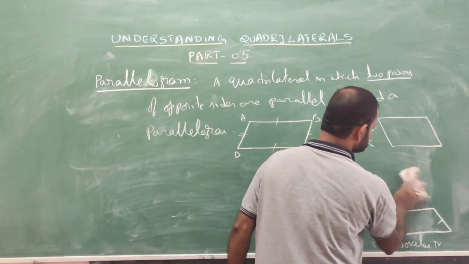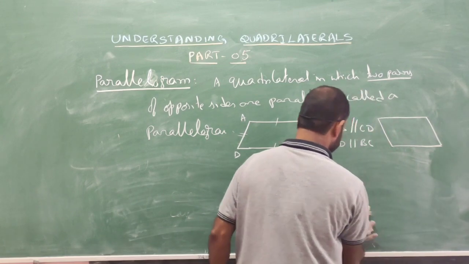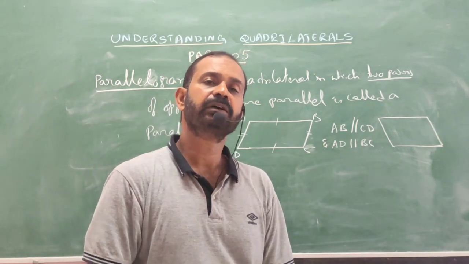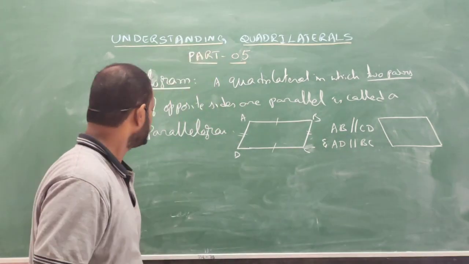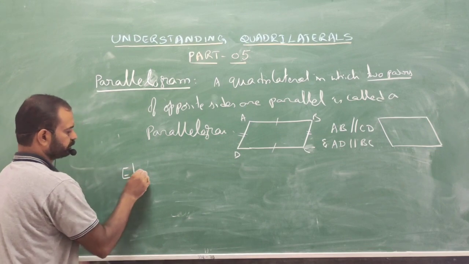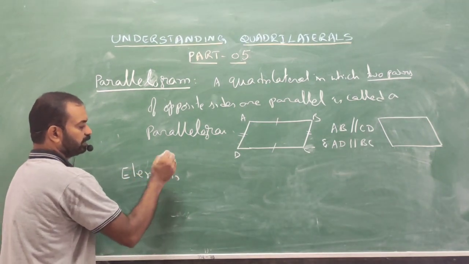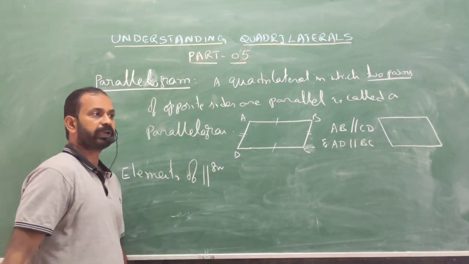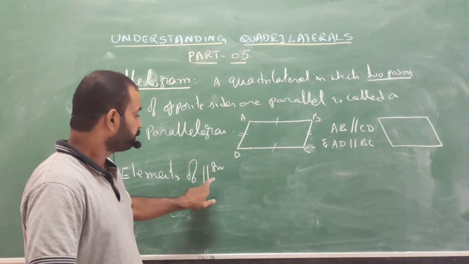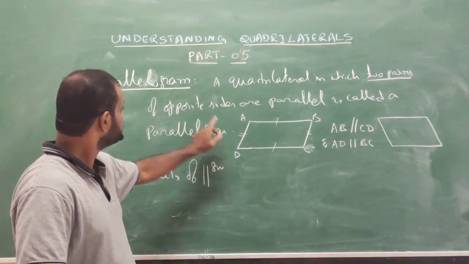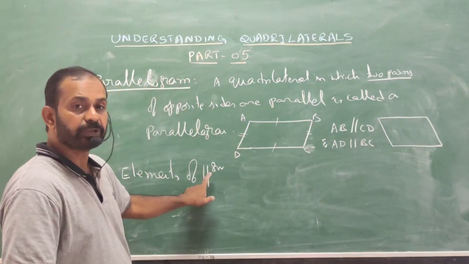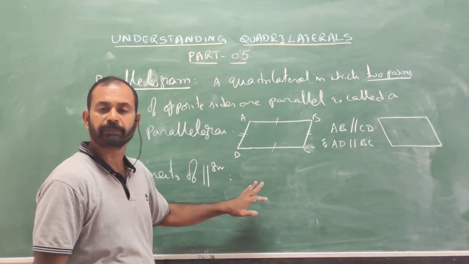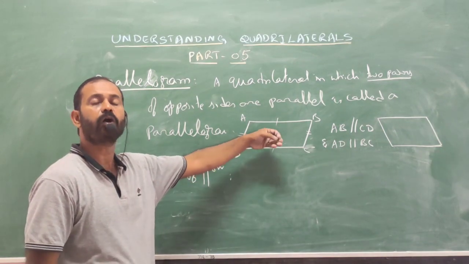Elements means what are the opposite sides, what are the opposite angles, what are the adjacent angles, what are the adjacent sides. Now the elements of a parallelogram. You can use the symbol for parallelogram instead of writing parallelogram. So what are the elements of a parallelogram? These are not the properties. These are the names you can give.